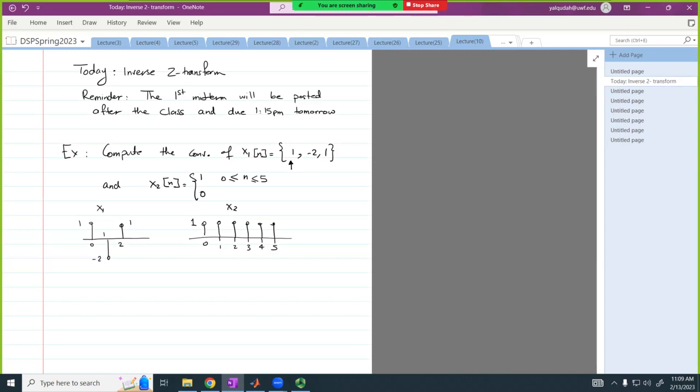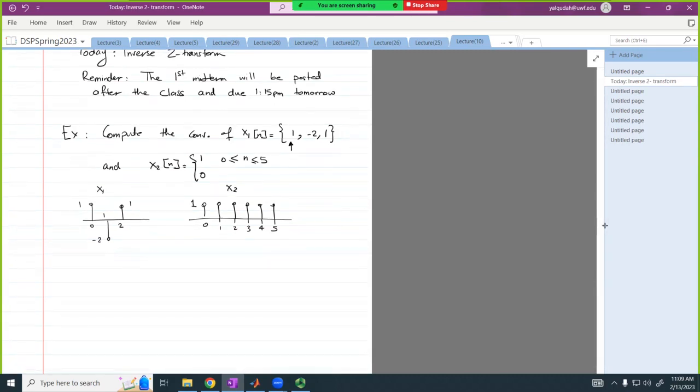If you look at the properties of the Z transform, we know that if we do convolution in the time domain, what is it going to be in the Z domain? Multiplication. So therefore, I'm going to take x1 of Z. What is x1 of Z going to equal? One plus Z to the 0, plus -2 Z to the -1 plus 1 Z to the -2.